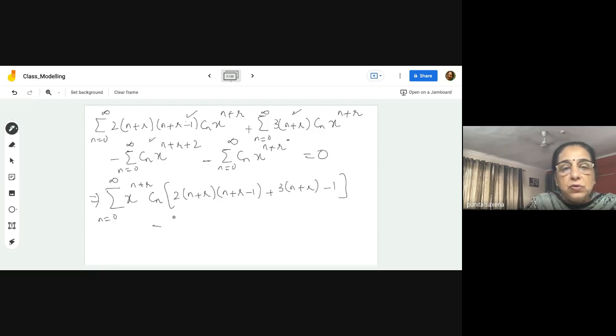And the last term is going to be minus summation c_n x to the power n plus r plus 2, n from 0 to infinity.